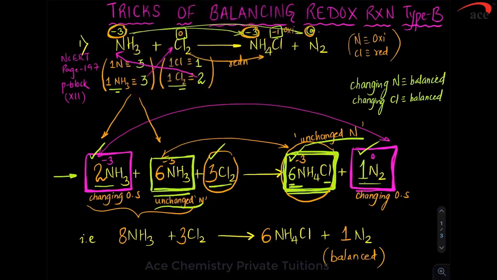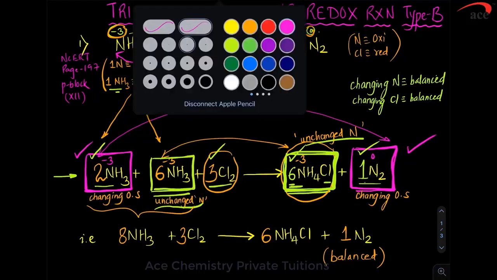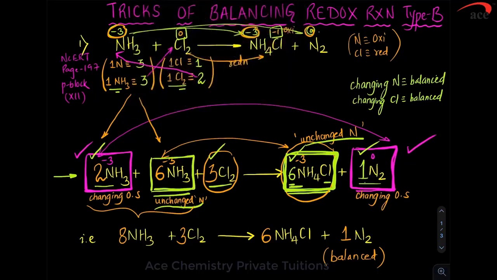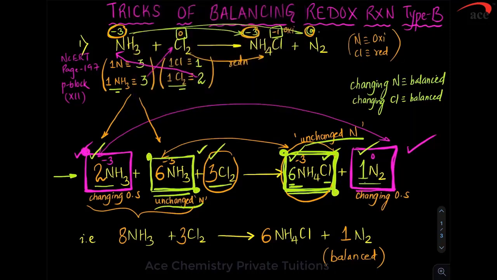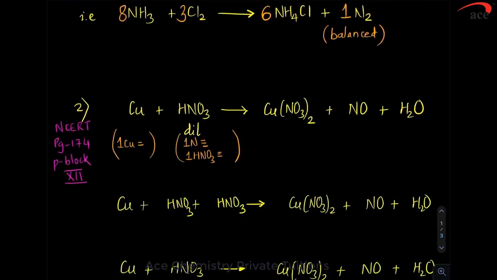The changing oxidation state was shown with pink and the unchanged was shown with green. Remember, this balancing was associated with this balancing, while this balancing was associated with this balancing. Remember that. So they were associated. One more example will help you to understand this better.